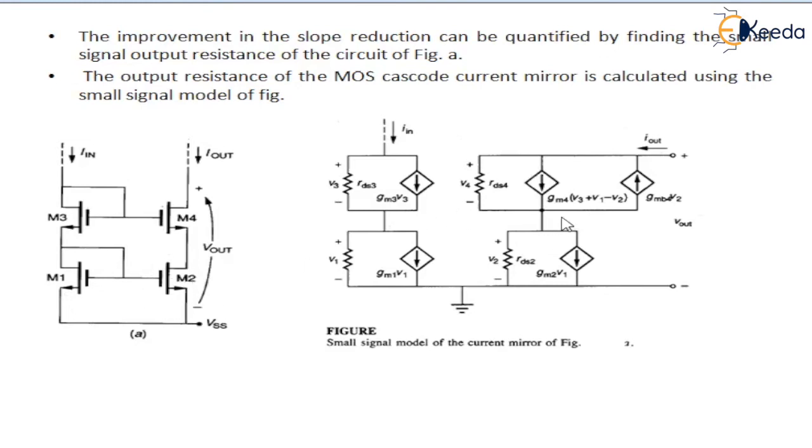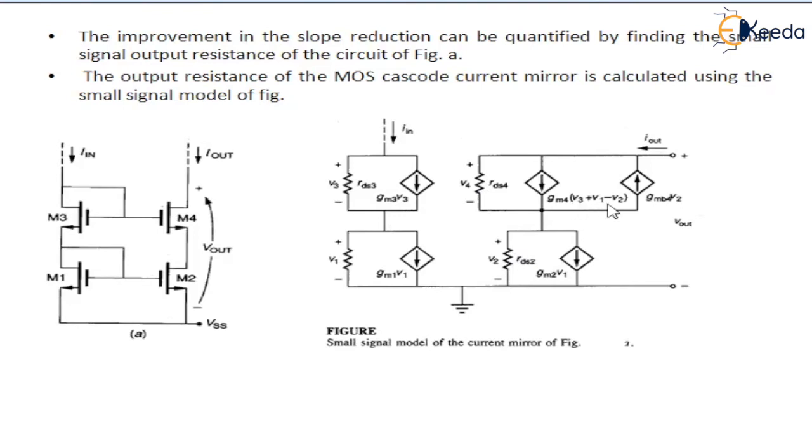And this is for M4. For M4, the resistance is RDS4 and the current is GM4 times the voltage drop, which is V3 plus V1 minus V2. If we want to calculate the voltage drop V4, how can we calculate it? V3 plus V1 minus V2, simple KVL. V3 plus V1 minus V2 is V4.